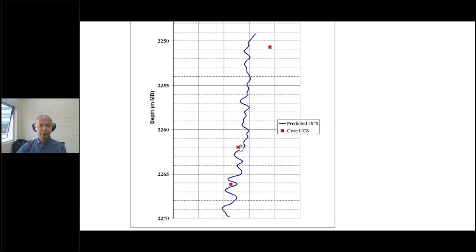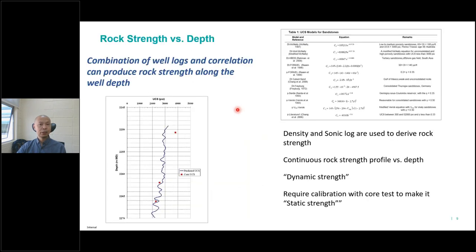But the point here is we can only do a core test at a limited number of points, while at the same time we need to build a rock strength profile along the wellbore. In order to do that, we need some logs. First, definitely we need a density log. Second, I mentioned previously the sonic log, and then we use a mathematical equation to derive this continuous rock strength profile versus depth.